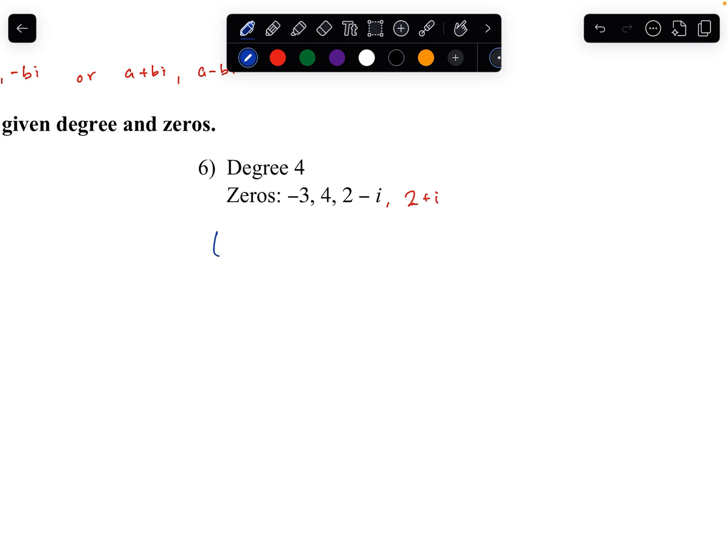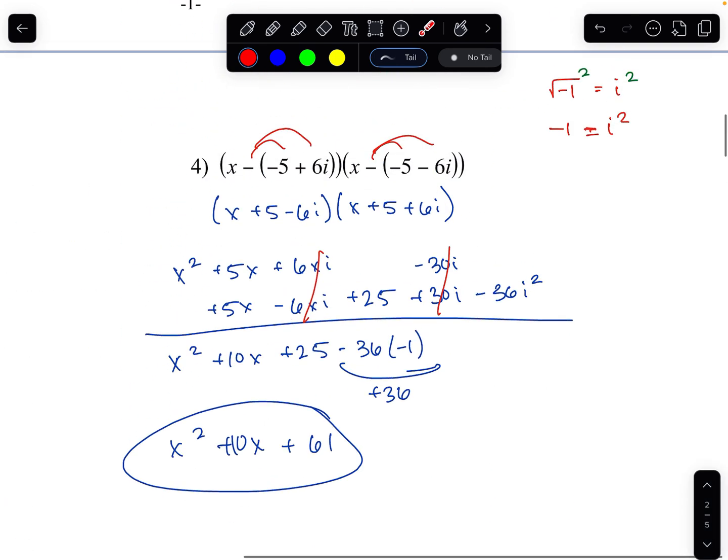So we have x plus 3, we have x minus 4. As for the other factors, we're going to say we have x minus 2 plus i. We're going to have x minus 2 minus i. So these factors should look similar to what these ones look like.